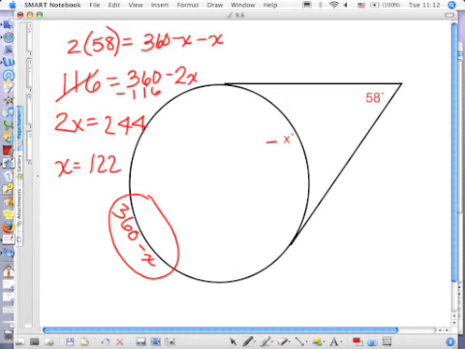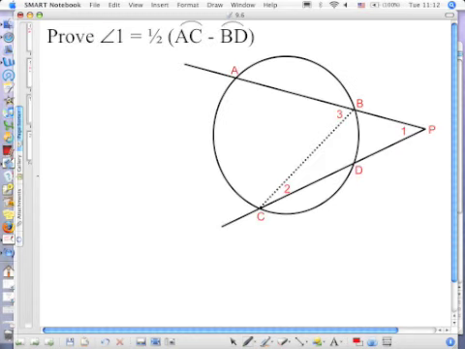Now this is the proof for the theorem, where we said that the measure of angle 1 is equal to half the measure of the difference of arc AC and arc BD. This is how we're going to prove it. You don't have to prove it with me. I just want you to follow along.